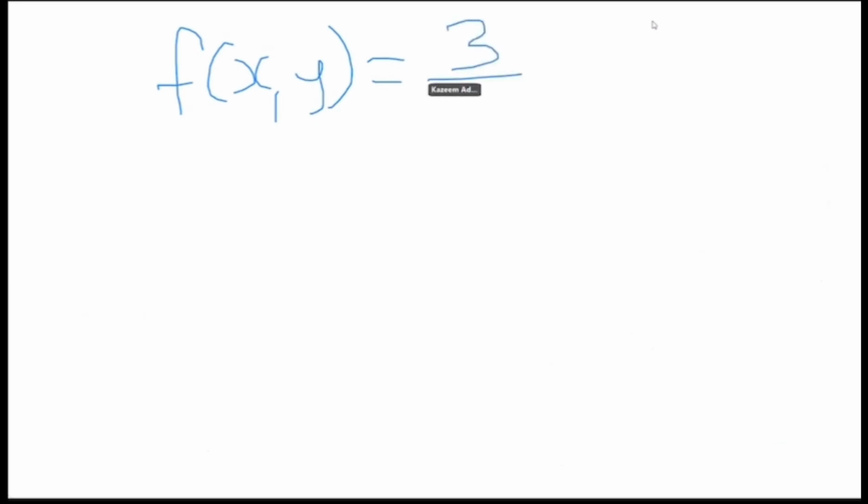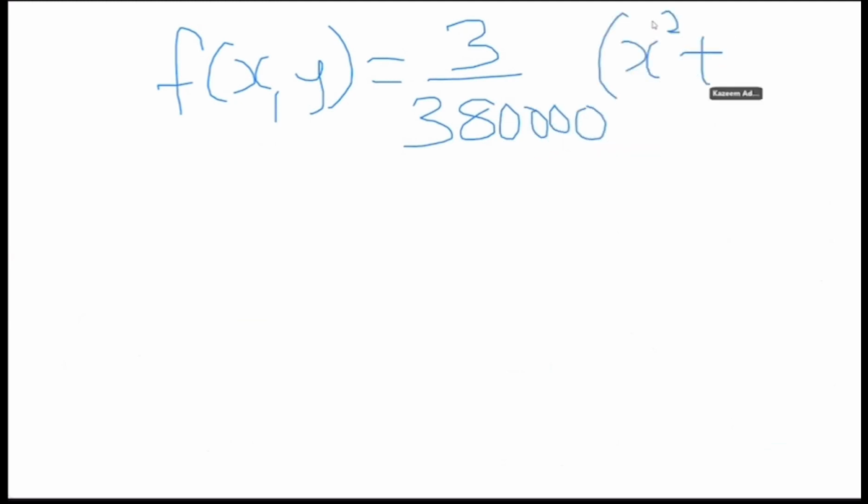Okay, now I just clear my whiteboard, and of course, our f of x, y, which was k times x squared plus y squared. Before, we've already decided on k, which is 3 over 380,000. And of course we are having x squared plus y squared. This is the joint density now, and don't forget the range of x and y is from 20 to 30.